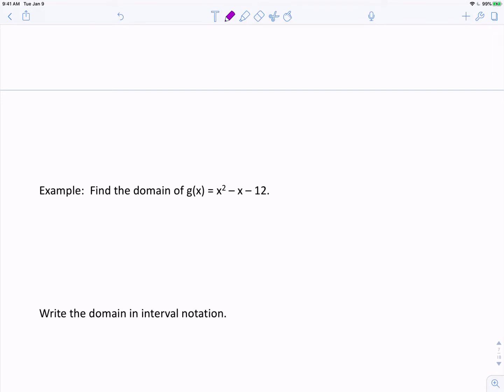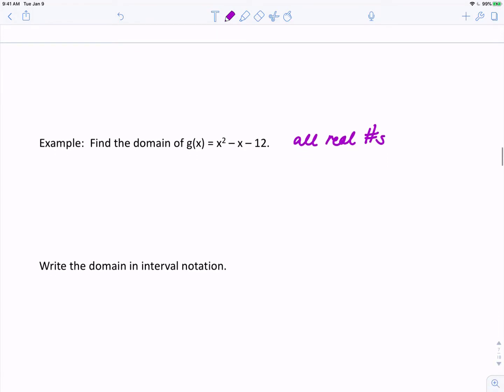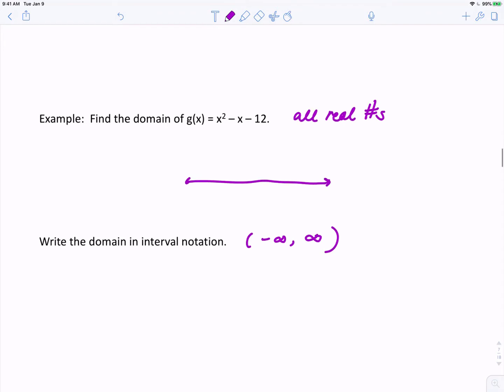Find the domain of x squared minus x minus 12. Well, this domain is all real numbers because this is not a rational function and it's not an even root. Write the domain in interval notation. Well, the set of all real numbers is just the number line. The number line goes to negative infinity on the left, and it goes to positive infinity on the right. So this is what all real numbers looks like in interval notation.